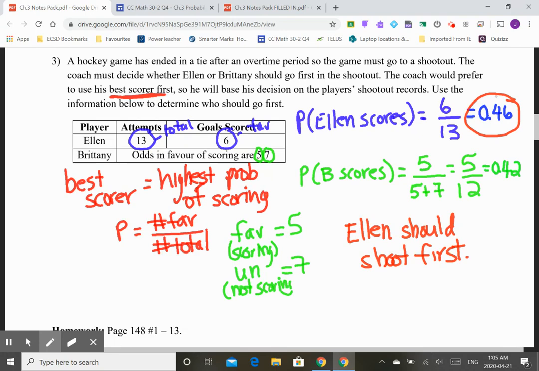All right, that is section 3.2, looking at probability and odds.